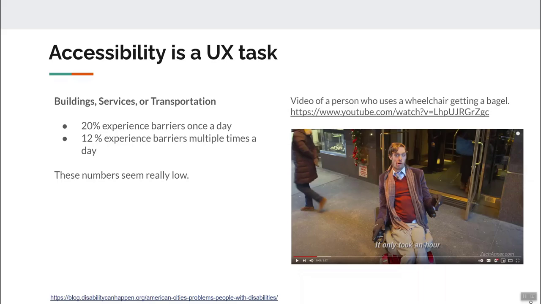On the right, I have a screenshot of a YouTube video by Zach Anner. He has cerebral palsy. He's in New York City, leaving his hotel room, trying to go get a bagel. Google Maps said it would take 28 minutes, but for him it took 5 hours.